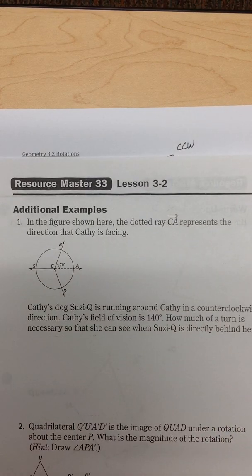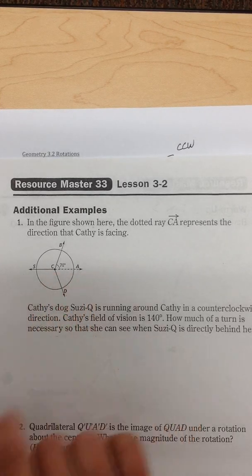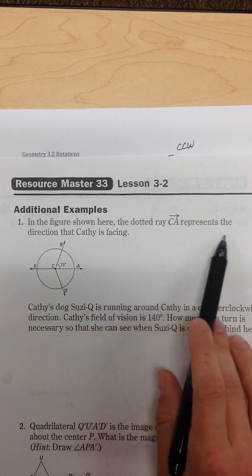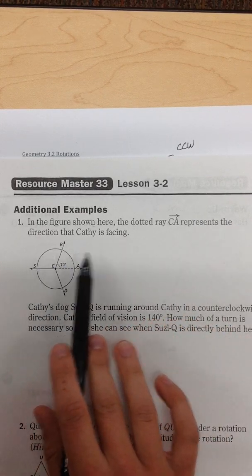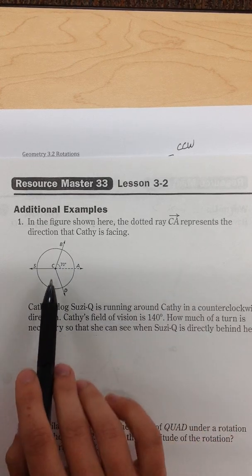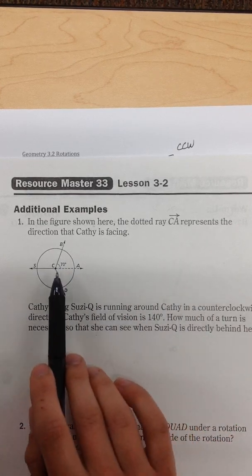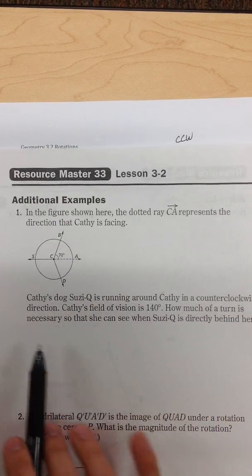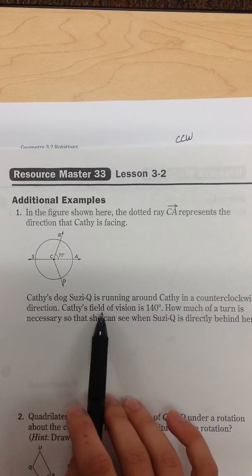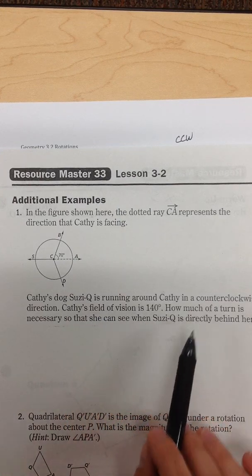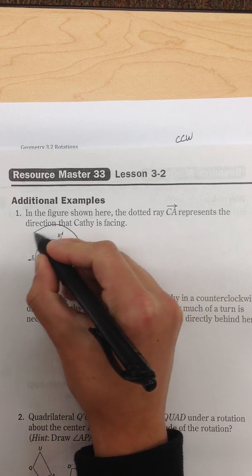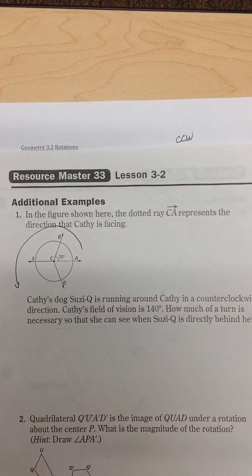It says, in the figure shown here, the dotted ray from C to A represents the direction that Kathy is facing. So Kathy is here, she is C. The ray from C out through A is where she's looking. Next, Kathy's dog, Susie Q, is running around Kathy in a counterclockwise direction. So Susie Q is here, going around in this direction.